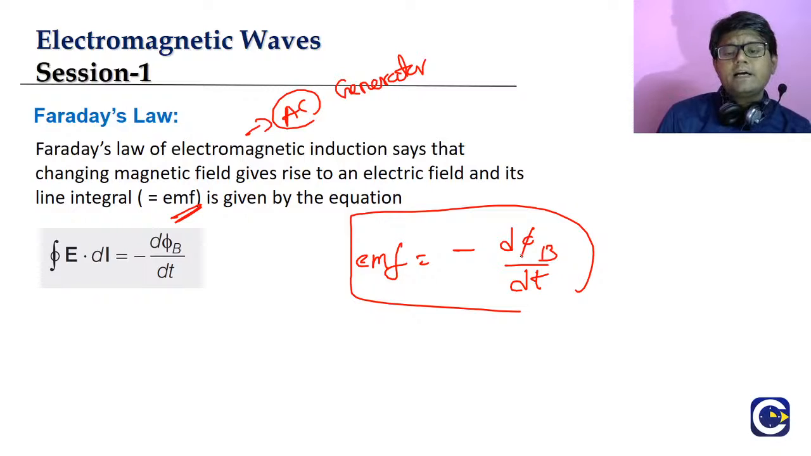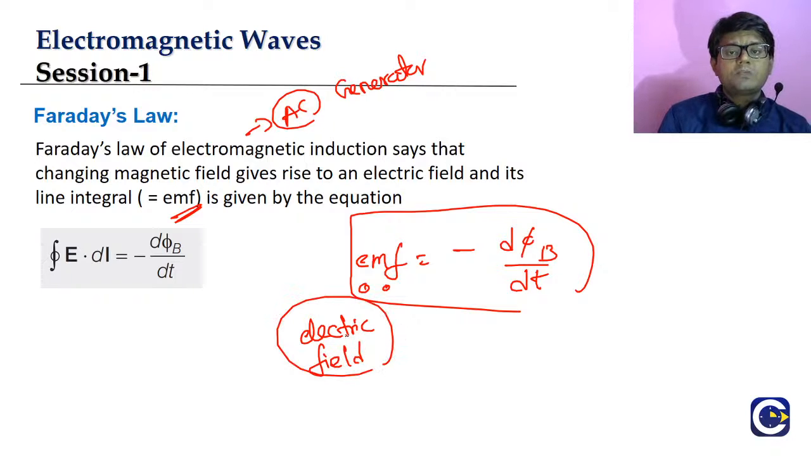Now, like I was mentioning, when there is an EMF, it means there is an electric field. When there is a potential difference, it means through that region there is an electric field. Only if it is an equipotential surface will the electric field be zero. Correct or not? When there is a potential difference, there will be an electric field.